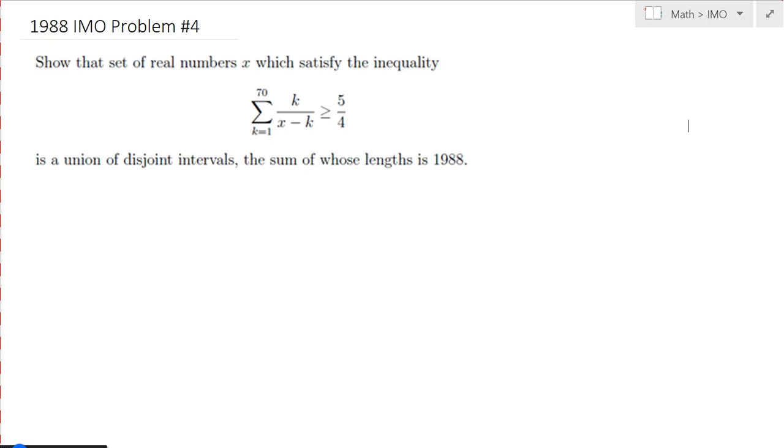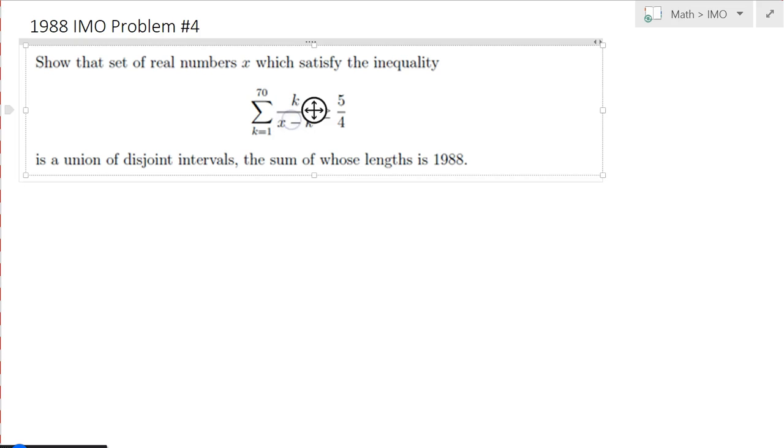Hello everybody, in this lecture we will be solving 1988 IMO problem number 4. Here's a view of this problem. We would like to show that the set of real numbers x which satisfy the following inequality is a union of disjoint intervals, and the sum of those intervals have a total length of 1988.